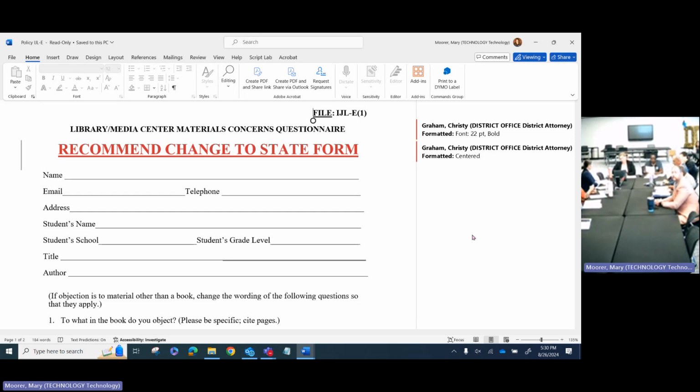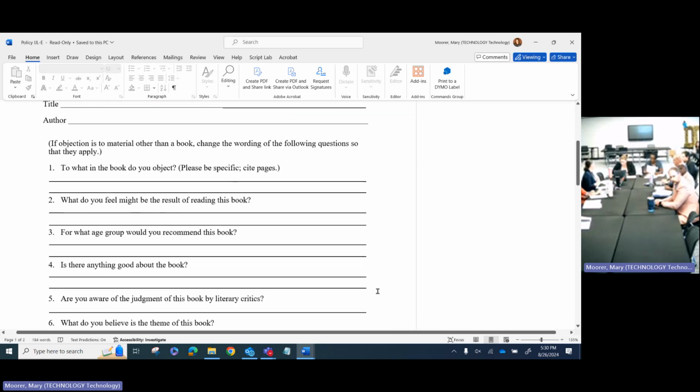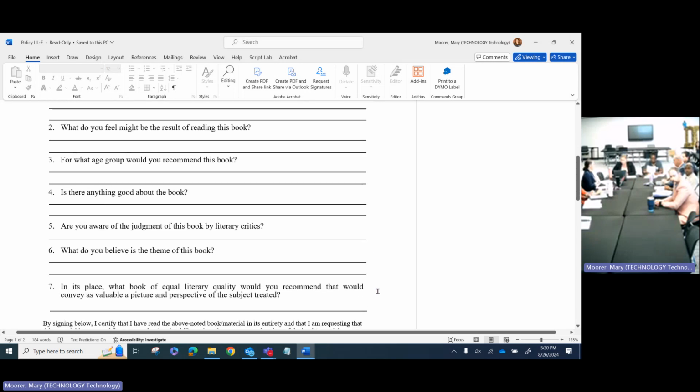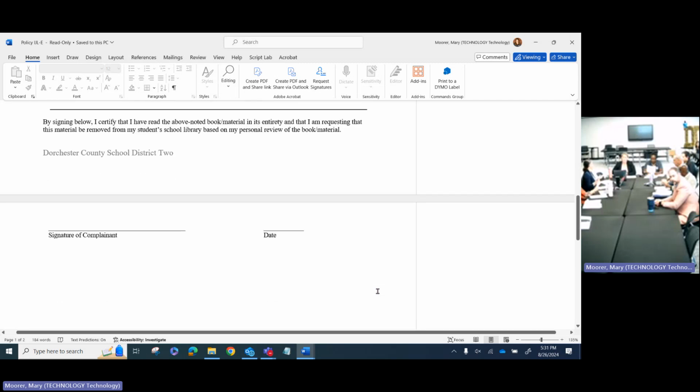All right, so IJLE1 is fairly easy. This was the district's current complaint form, if you will, concern form that parents were to fill out if they were challenging a book in our library. And we are now required to use the state complaint form. So this is just a recommendation to change this to the state form. The state forms are already on our website, so the secretary should copy and paste it for the regulation.